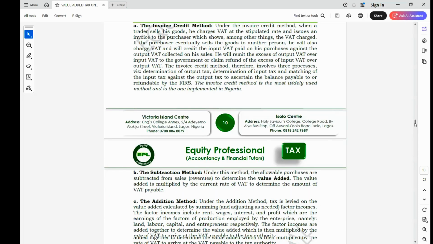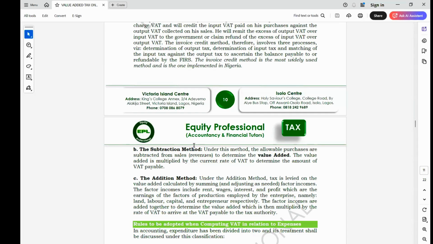After the invoice credit method, we also have another method, which is the subtraction method. The subtraction method involves a procedure whereby you get what is called the value added amount. That is, you deduct the total purchases from the sales to arrive at the value added. It is this value added that you now apply the VAT rate of 7.5% on to arrive at the value added tax.